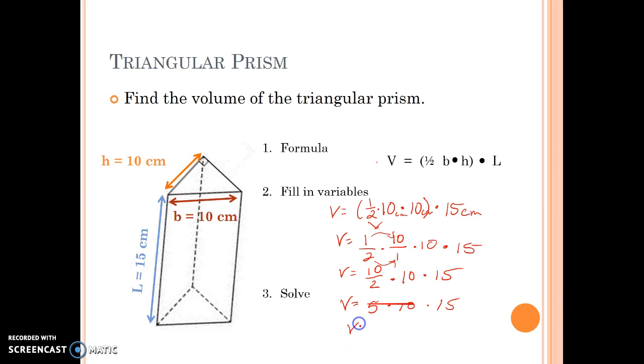And now let's multiply these. 5 times 10 is 50 times 15. And my volume is 50 times 15. So let's multiply in our heads 15 times 5 tens. 15 times 5 is 75, but I didn't multiply 15 times 5. I multiplied 15 times 5 tens. So I need to add a 0 to the end. My volume is going to be 750 centimeters cubed.